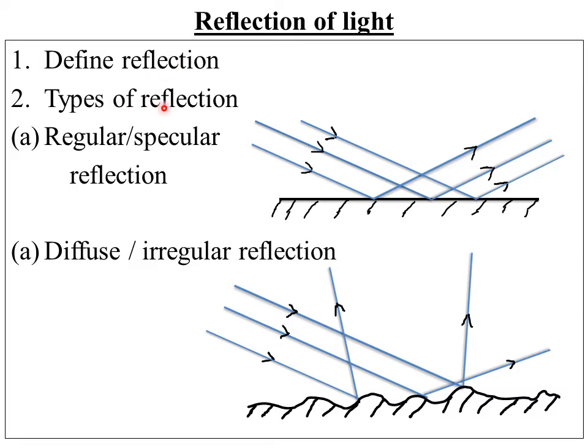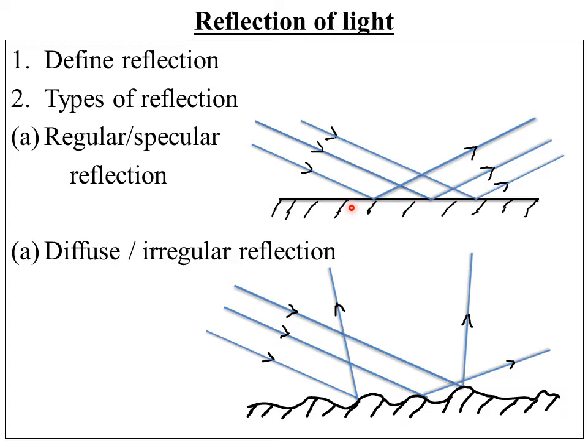Now there are two types of reflection. One is what we call the regular, or sometimes the specular reflection. Two, we have what we call the irregular or diffuse reflection. Now let's discuss these two types of reflection. Let's start with the regular or specular reflection.